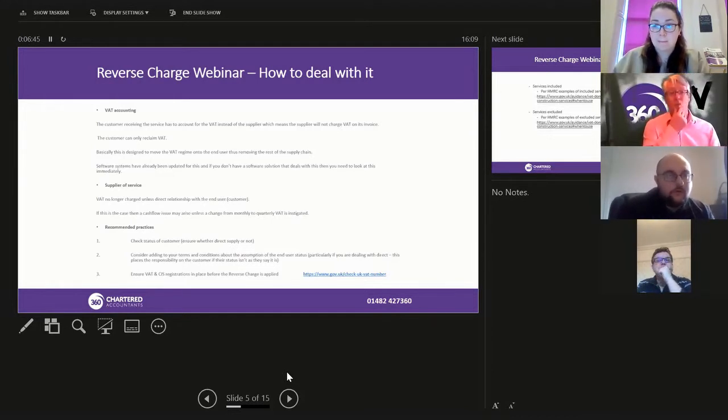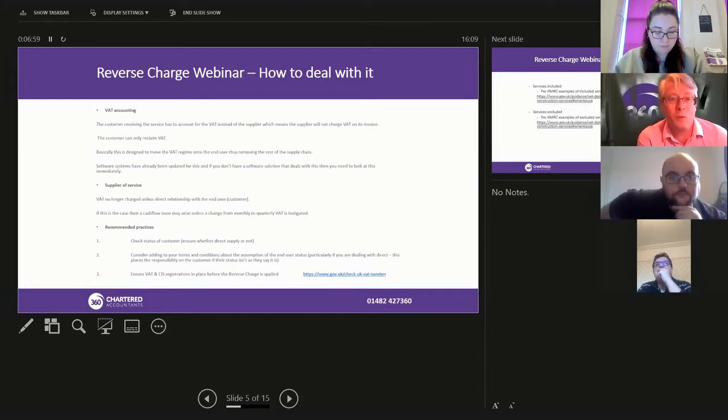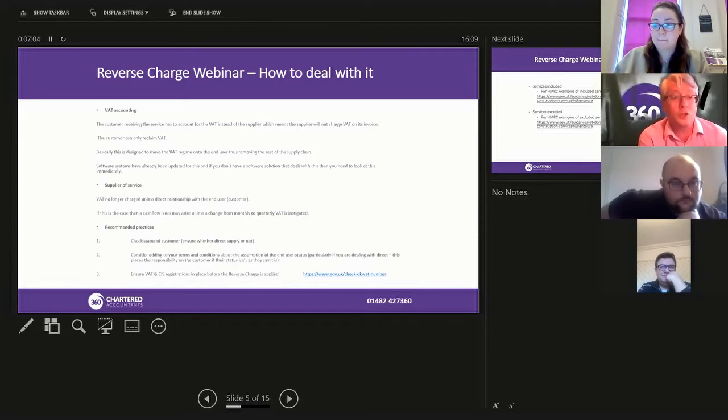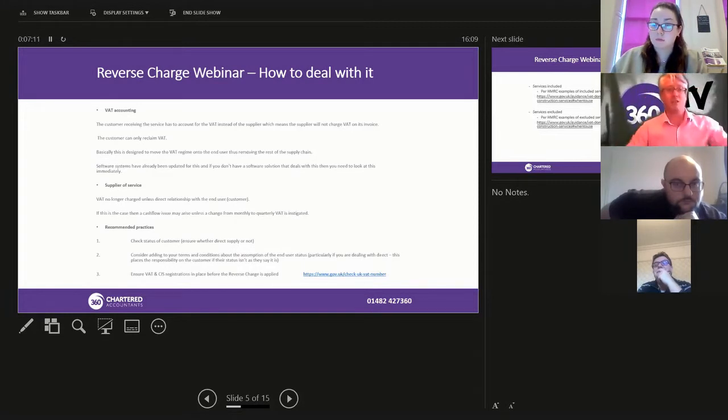So then moving on to how to deal with it. So the VAT accounting side of it. The customer receiving the service has to account for the VAT instead of the supplier, which means the supplier will not charge VAT on its invoice. The customer, again, can only reclaim the VAT. So again, as I said earlier, it basically is moving up the chain. So it's all about the end user that suffers the VAT. As you can see, that's where it goes.